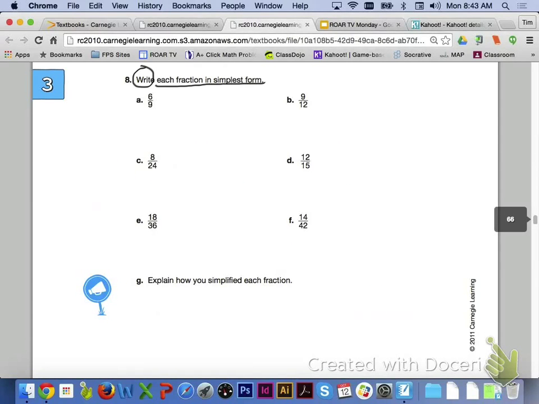Number 8 tells us to write each fraction in simplest form, so go ahead and do letters A through F with your group members. What I would also do is write down what the GCF is so that you know that you have the fraction simplified.